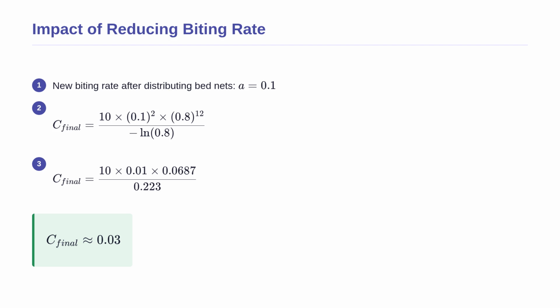Because the biting rate variable is squared, our new value of 0.1 becomes 0.01. When we calculate the final result, the new vectorial capacity drops drastically to approximately 0.03. A 5-fold decrease in biting resulted in a massive 25-fold decrease in disease transmission potential. This proves mathematically why bed nets are so incredibly effective.